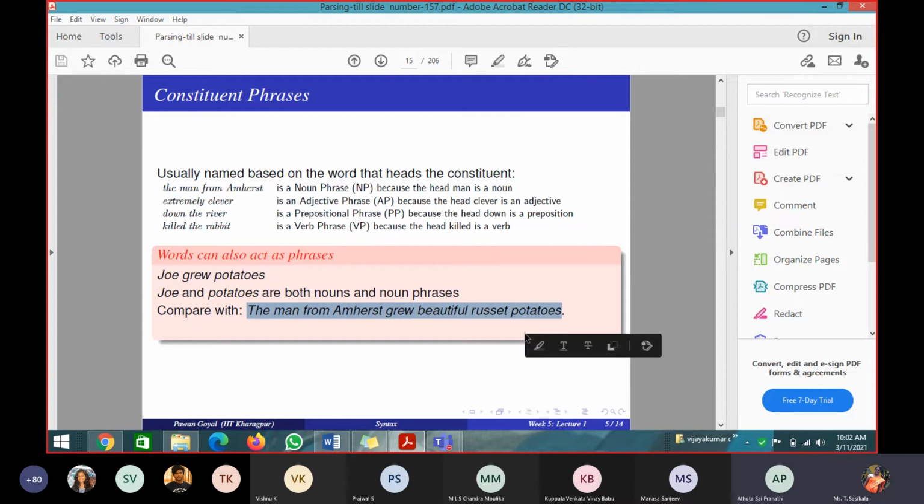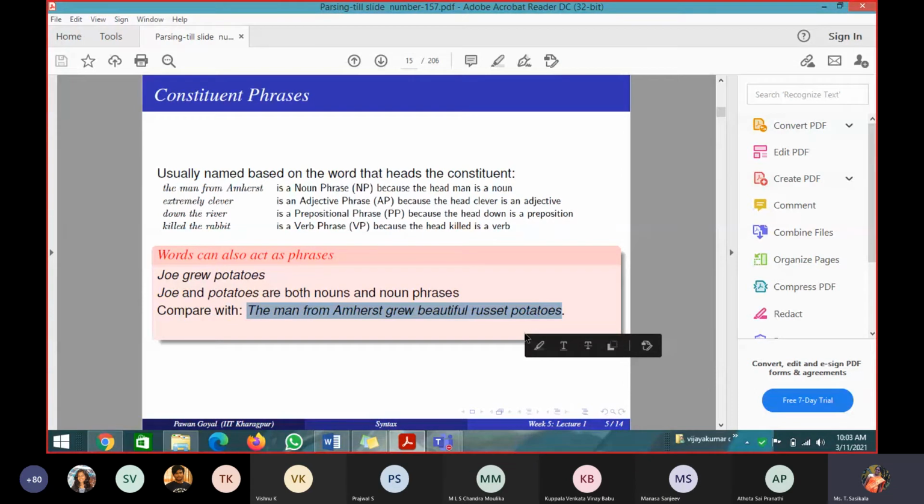Okay, so what is the difference between this sentence and the previous sentence which I have shown you? The previous one was Joe grew potatoes. I want to compare this sentence with the previous sentence. Joe, a single word in the previous example, is replaced with the man from Amherst. So how are they expanding Joe? They are explaining Joe in depth as the man from Amherst.